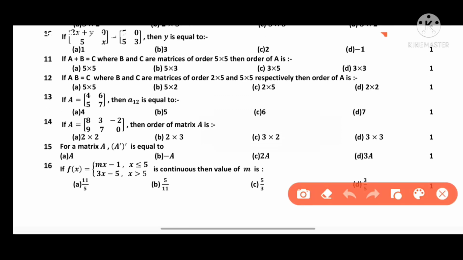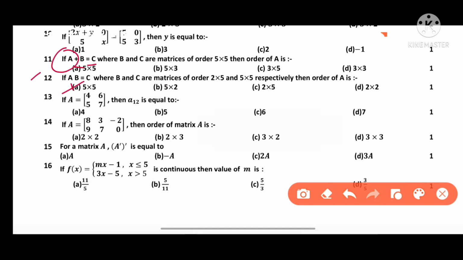Next, question number 11. If A plus B is equal to C, where B and C are matrices of order 5 by 5, then the order of A is, because A plus B is equal to C and the order of B and C is 5 by 5. So the order of A is also 5 by 5. So A is the right option.